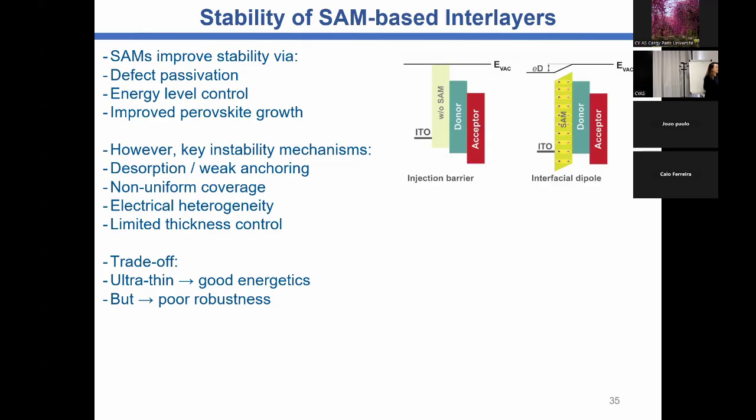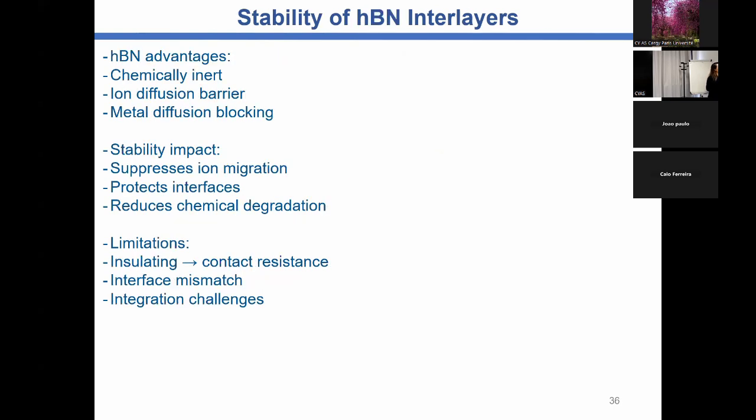when we move from the lab scale to the large area, the relationship between the thickness and the material. Sometimes in large area, it's not so easy to make a thin and uniform film. So there is this trade-off on stability because of the ultra-thin film that has good energetics, but in terms of robustness, it's bad.